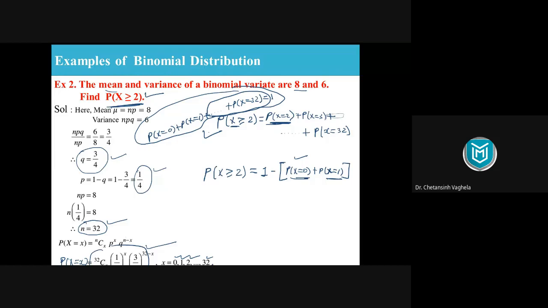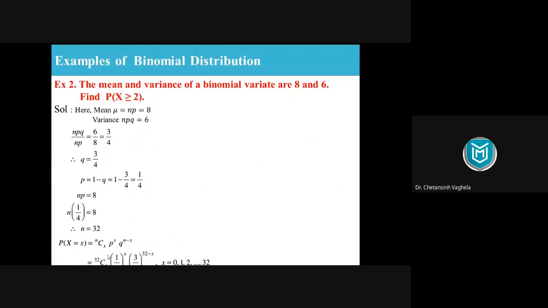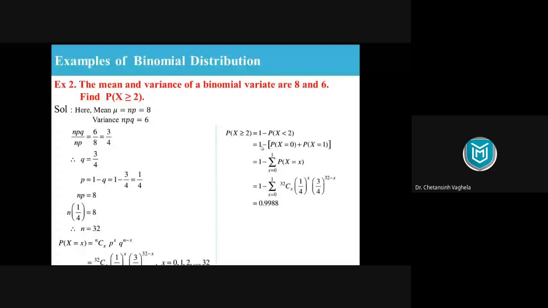Let me show how you are supposed to do. Yes, this is the way you can do. P of x is greater than or equal to 2. Yes, Disha, you are absolutely correct. We are just supposed to subtract the addition of x equals to 0 and x equals to 1 from 1. अगर उसका एडिशन 1 में से सब्ट्रैक्ट करेंगे तो हमको P of x greater than or equal to 2 ही मिलेगा. And to identify that P of x equals to 0 and P of x equals to 1, ये स्टेप लिखने की जरूरत नहीं है, छोड़ दीजिए इसको.